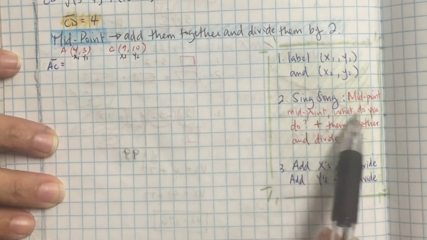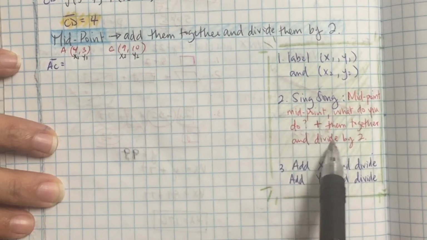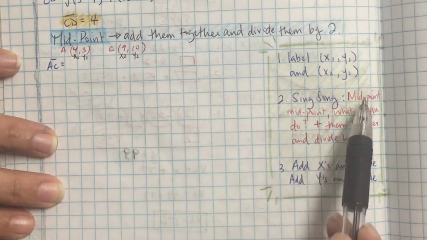There's this song that says, midpoint, midpoint, what do you do? Add them together and divide by 2. Midpoint, midpoint, what do you do? Add them together and divide by 2.